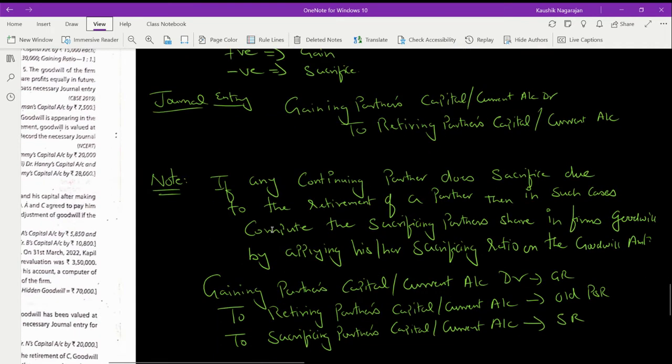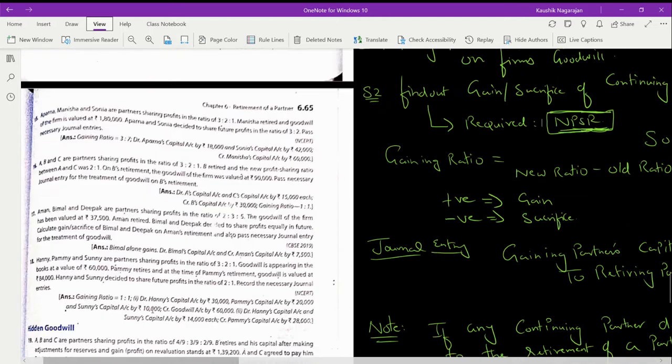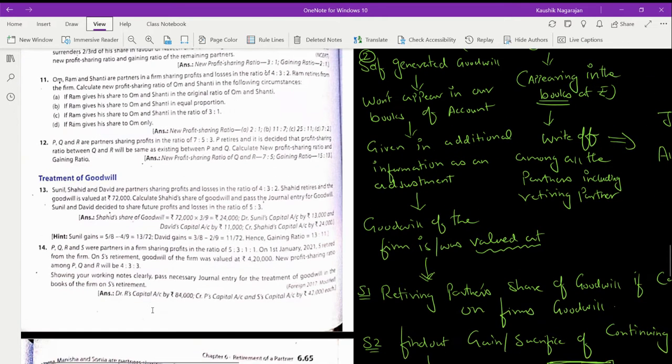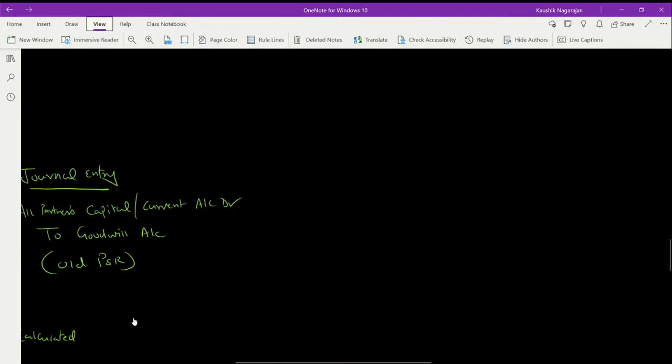And the journal entry is as follows: gaining partners' capital or current account debited to retiring partner's capital or current account. Okay, so now let's move on to the problem so that you will have a clear idea of what needs to be done. Look here, question number 13. In the problem, it is mentioned that there are partners named Sunil, Shahid, and David sharing profits and losses in the ratio 4:3:2. So let's work out the problem.